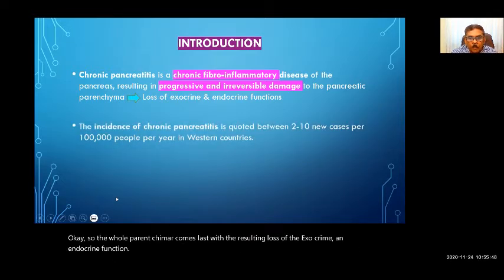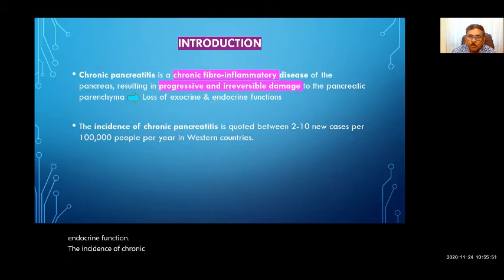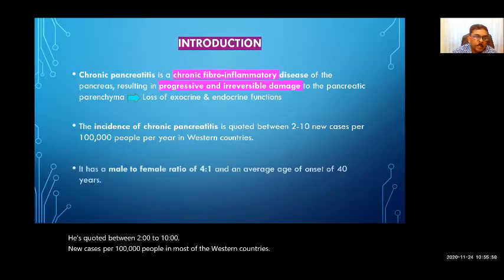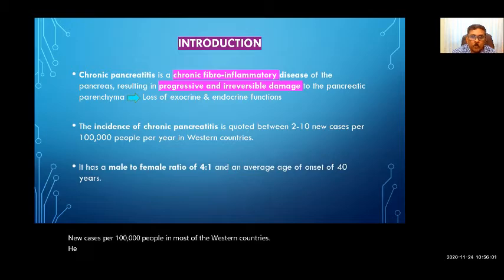The incidence of chronic pancreatitis is quoted between 2 to 10 new cases per 100,000 people in most of the Western countries. It has a male to female ratio of 4:1 and an average age of onset of 40 years.